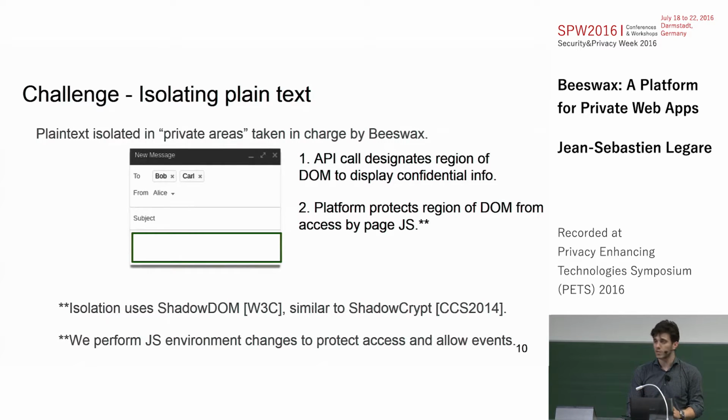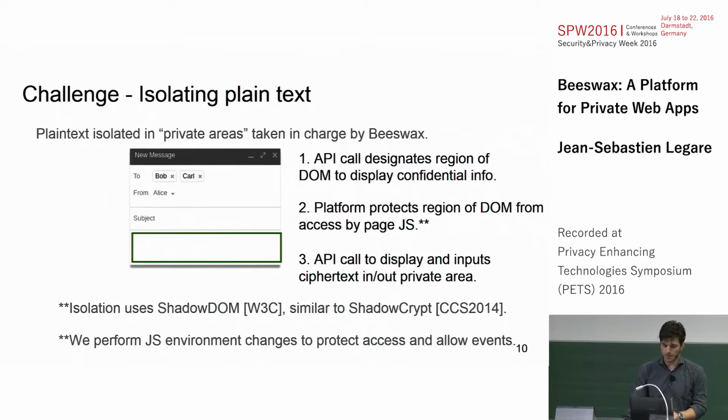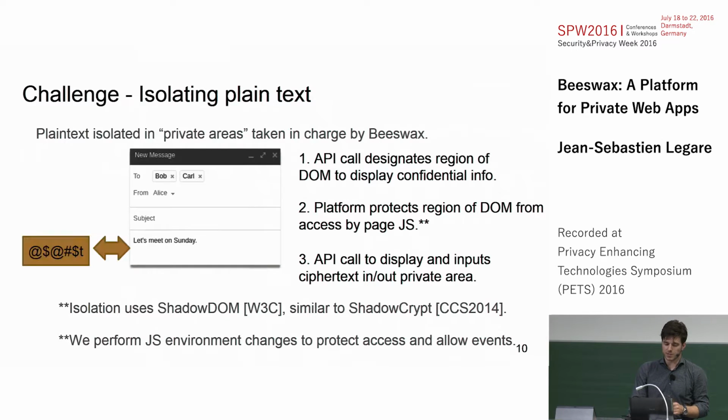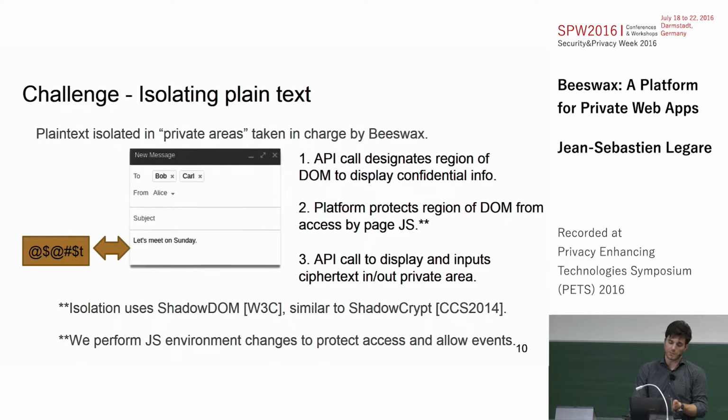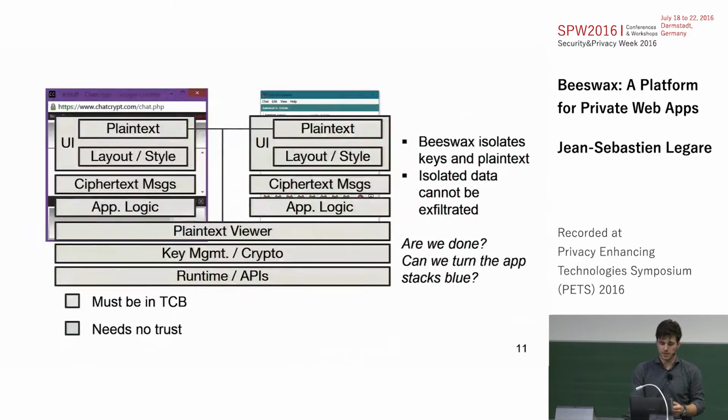We have prototype overriding. We do content hiding with JavaScript closures. There's a lot going on. And we also do something with the event system so that user events are not leaked to the application when they pertain to this area. Now, if the application wants to display something in there, what it has is ciphertext, and it passes the ciphertext to an API call, which displays it in the Beeswax controlled area. So the user can see it, but the app can't see the plain text. That's the way it works.